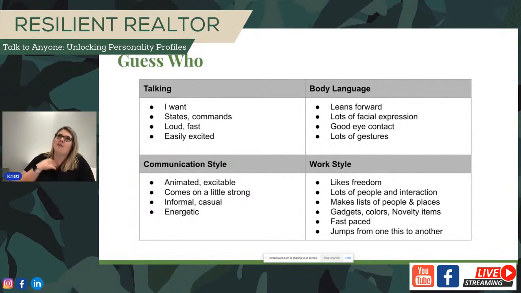Here's a great one. If you go into this personality profile's office and you look at their desk, it's going to have novelty items. They're going to have 4 different highlighters, 3 pens, Post-its, and you're going to see their personality in their surroundings. It's going to be very obvious who they are.